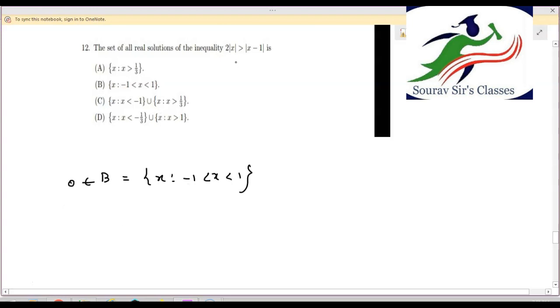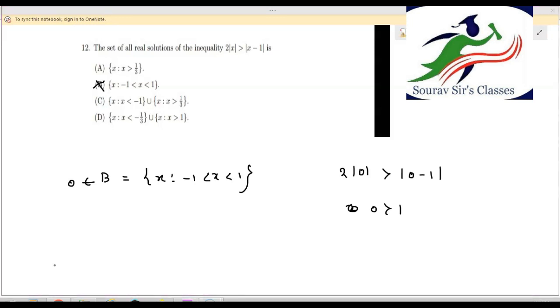Let us check whether 0 satisfies this inequation or not. So 2 into |0| is greater than |0 − 1|. So 0 greater than 1. This is not correct. So I can say that 0 is not satisfying this inequality, and hence option B is not correct. Any set having 0 cannot satisfy this inequality, right? Now I can discard option B.